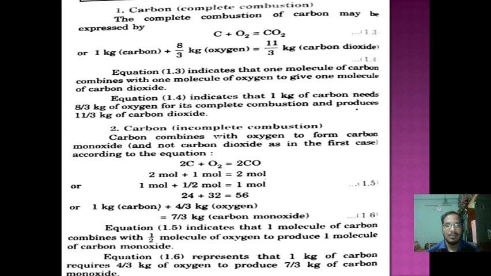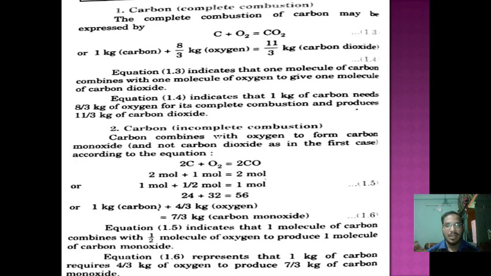If the combustion is incomplete combustion with oxygen, it forms carbon monoxide and not carbon dioxide as in the first case, according to the equation. What is the purpose of taking incomplete combustion here? Because we have to form carbon monoxide. If carbon monoxide is produced in that cylinder, it means the combustion is incomplete. If carbon dioxide is produced in the cylinder, it means the combustion is complete. Okay.